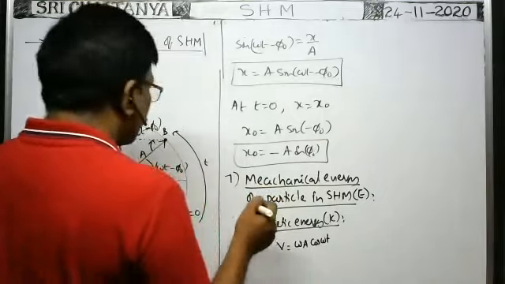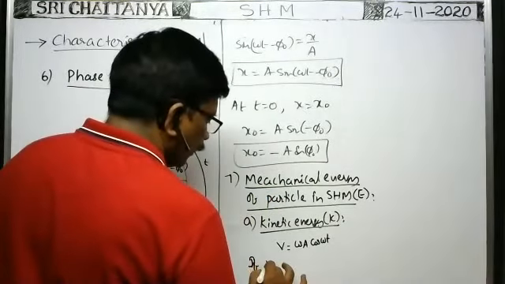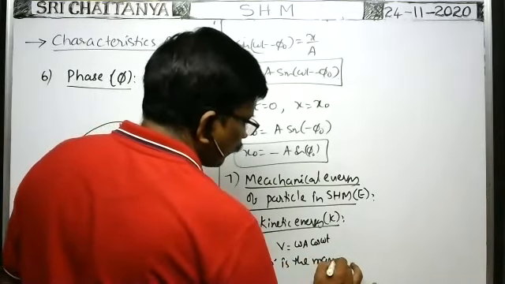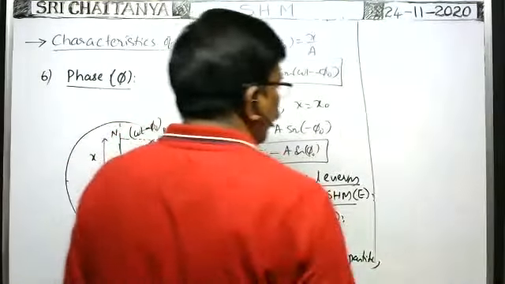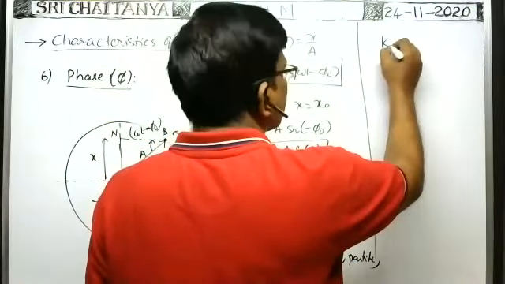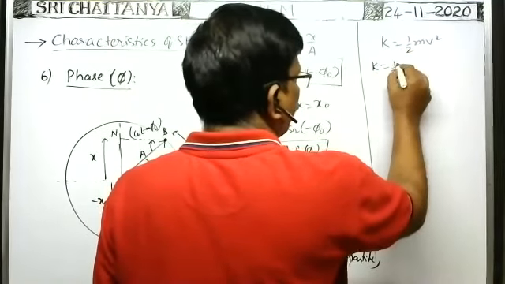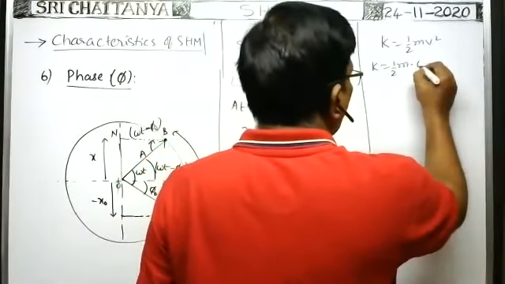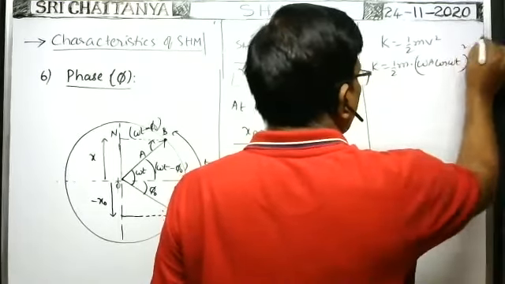If m is the mass of the particle, then what is the kinetic energy of the particle? Kinetic energy of the particle is equal to half m v square, no? So kinetic energy is equal to half m into v square, where v is omega a cos omega t. So omega a cos omega t is v, and square is there, so you write the square.